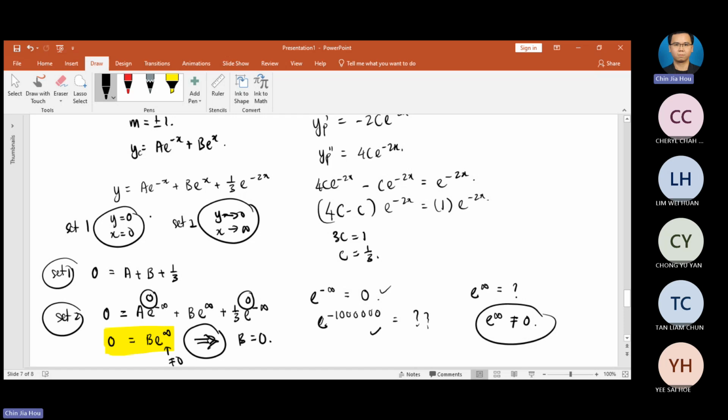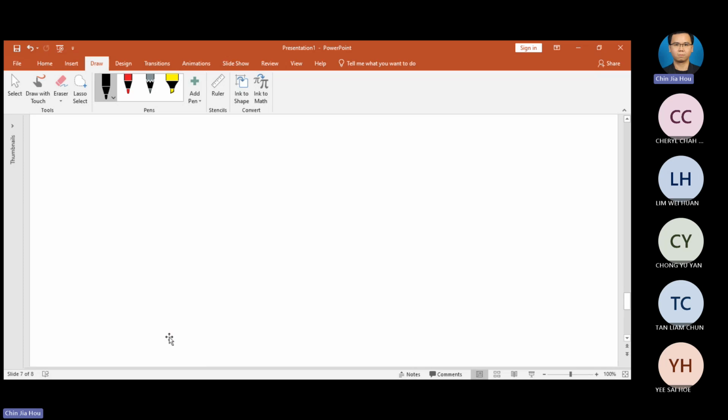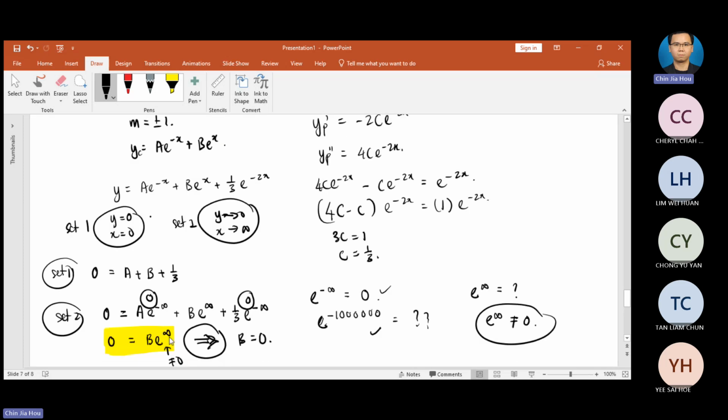Anybody don't get the concept or idea of this? Just be honest, raise your hand, it's fine. I will try to explain it in another way. Anyone don't get the idea? Very good. So that's it for this infinity case.